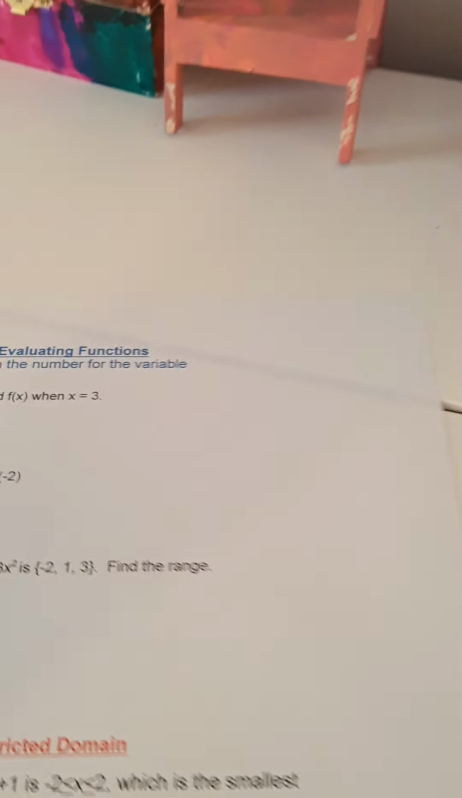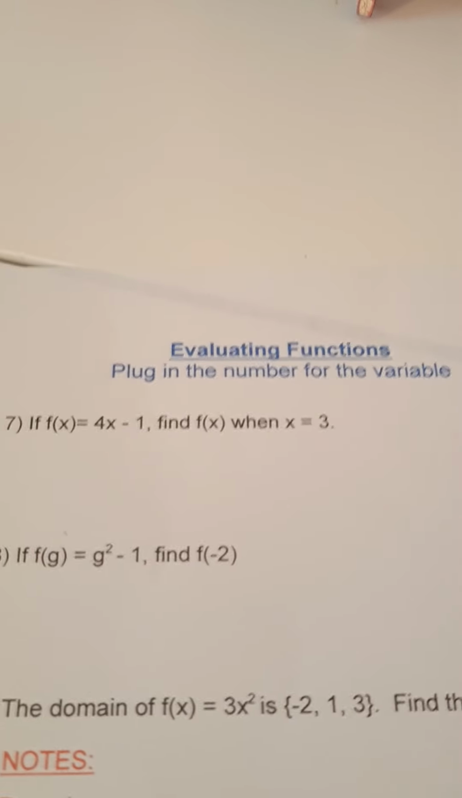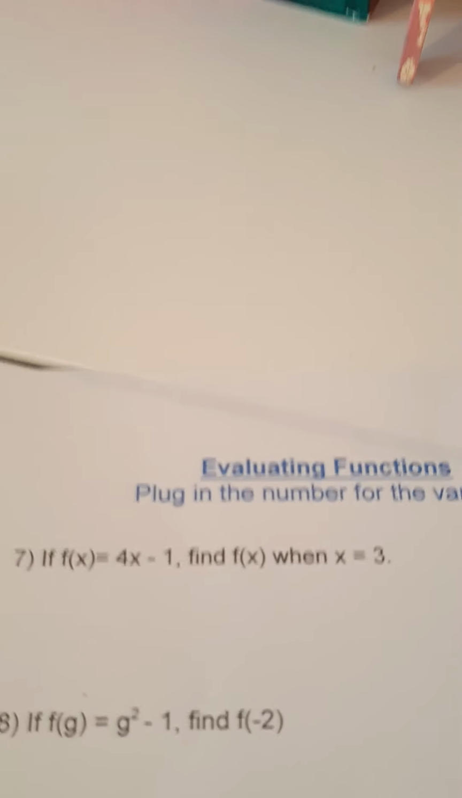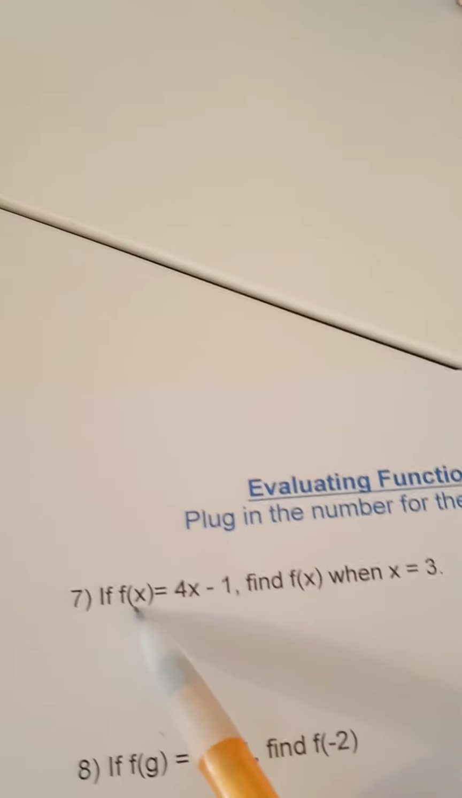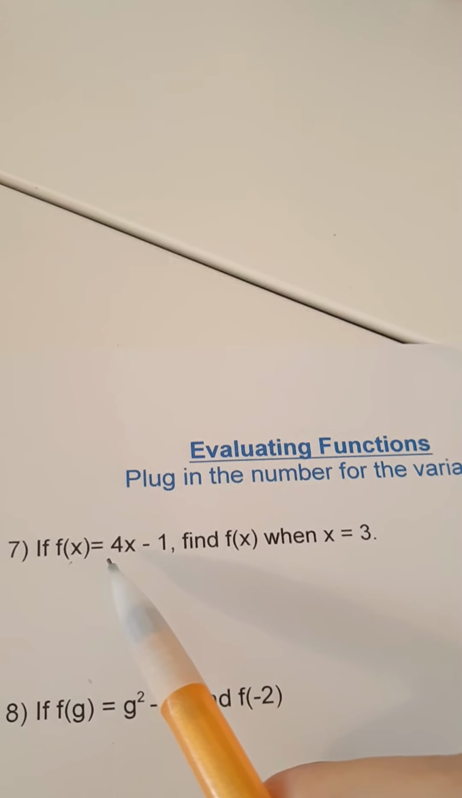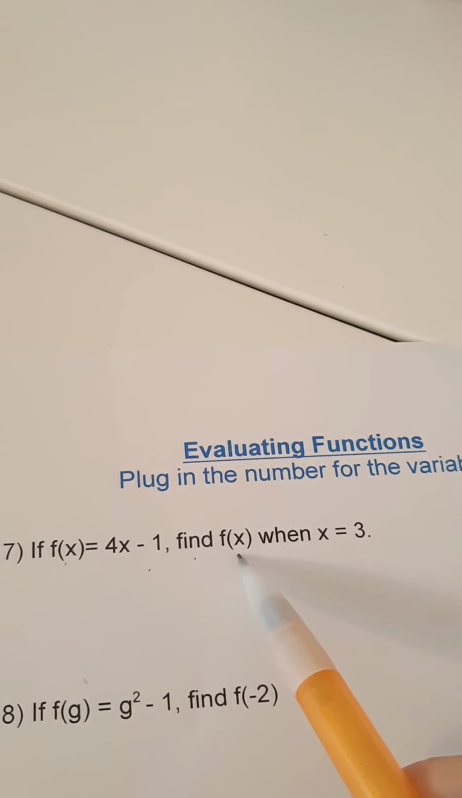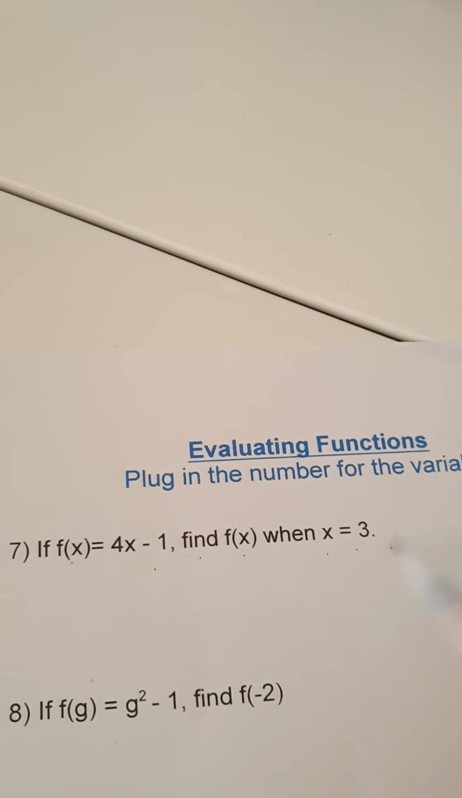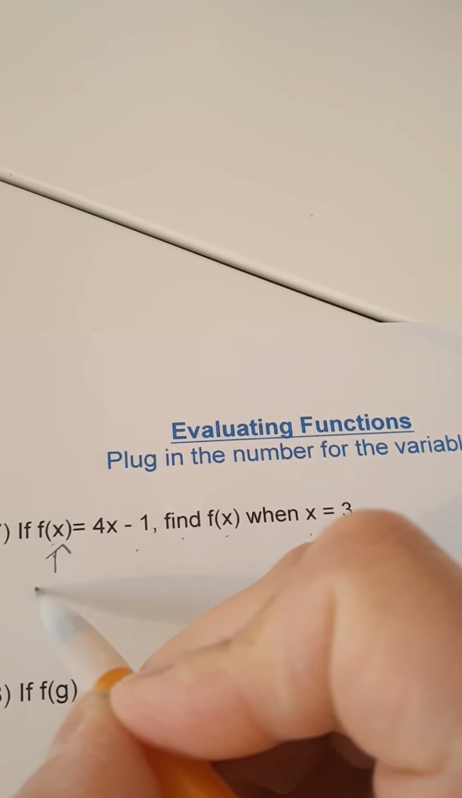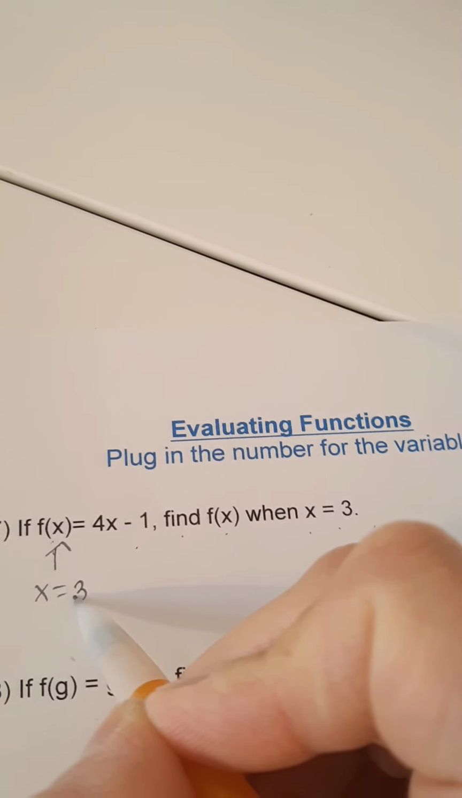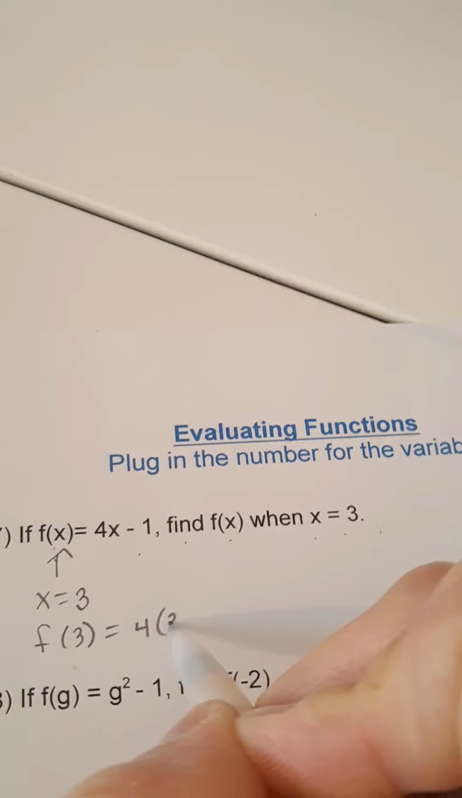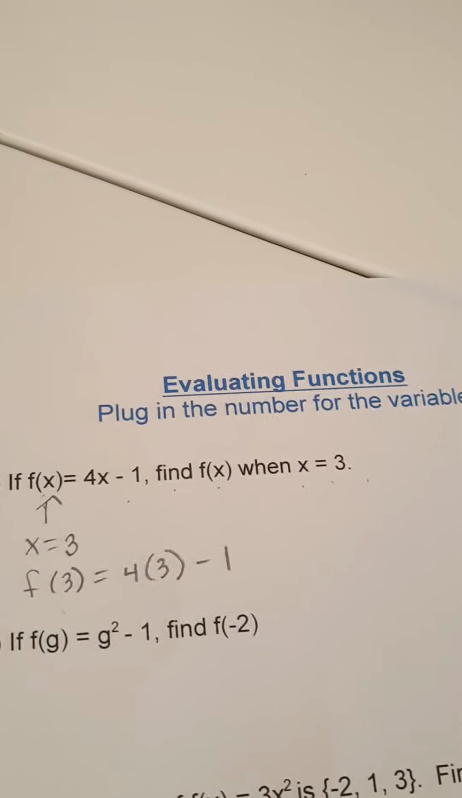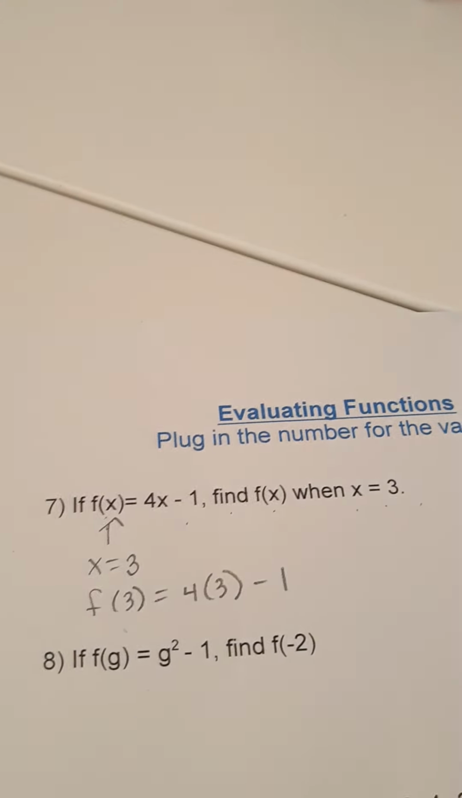Okay, so moving on to the next part, evaluating functions. For evaluating functions, you really just plug in the number for the variable. So what I'm talking about is, see how it says f of x, the equation, is equal to 4x minus 1. Find f of x when x equals 3. So x is right here, and we're told x equals 3. So we're literally going to put 3 wherever we see an x. And it literally just turns into a PEMDAS problem.